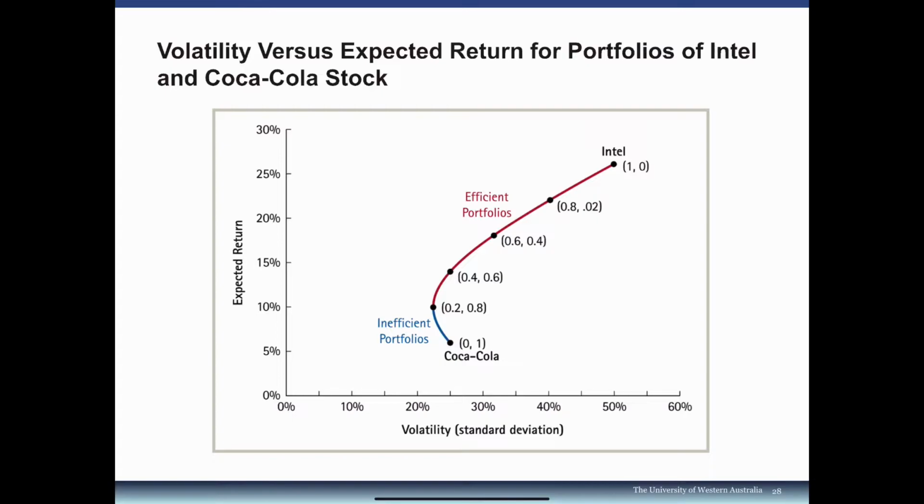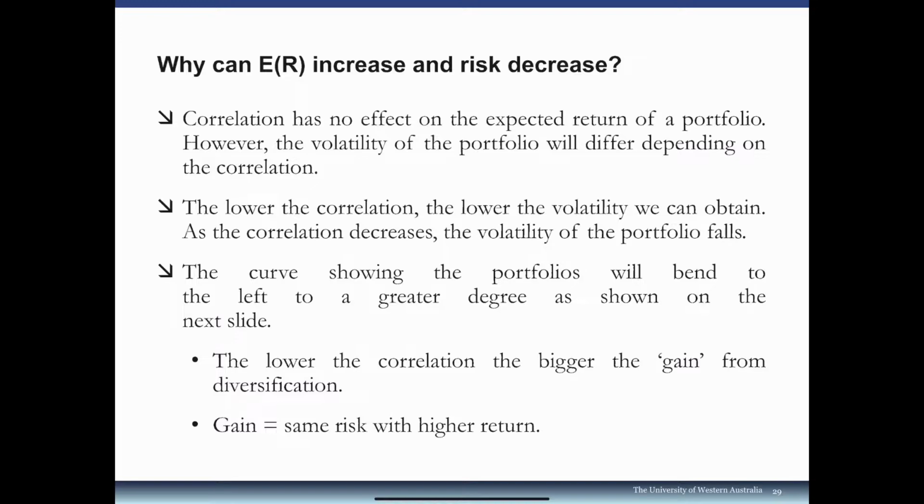This example with Intel and Coca-Cola shows you that by varying the allocation weight to either Intel or Coca-Cola, you can achieve a more efficient portfolio than the other ways. But recall the example that we saw earlier in today's slides between West Oil and Tex Oil, North Air and West Air, and then West Air and Tex Oil. How can ER increase and risk decrease?